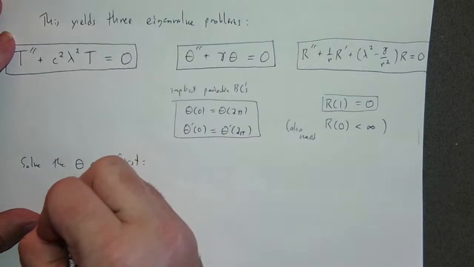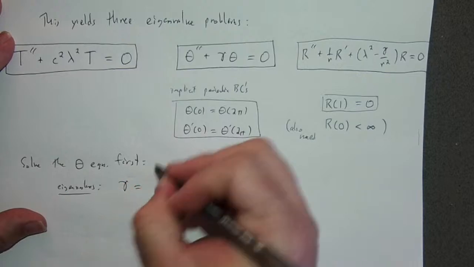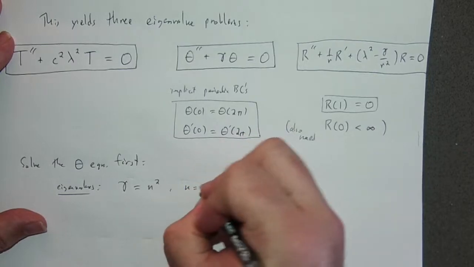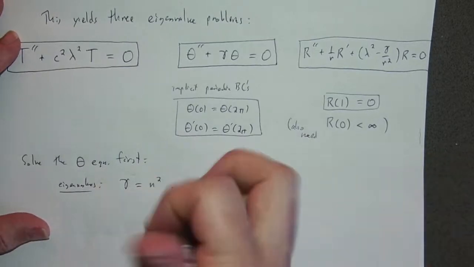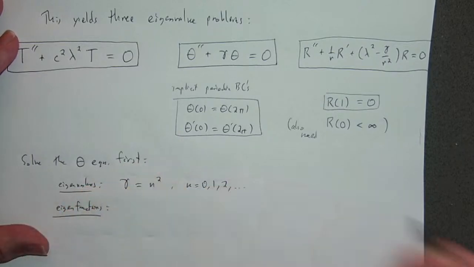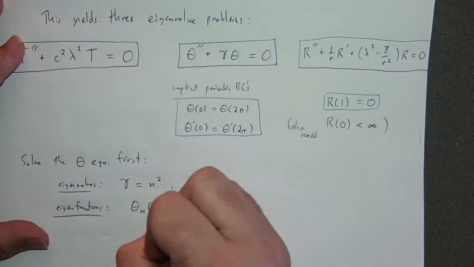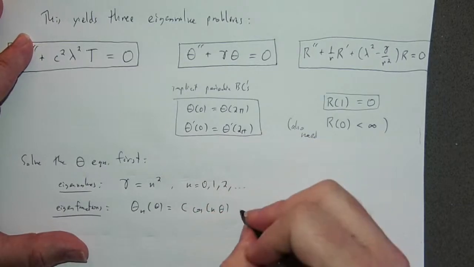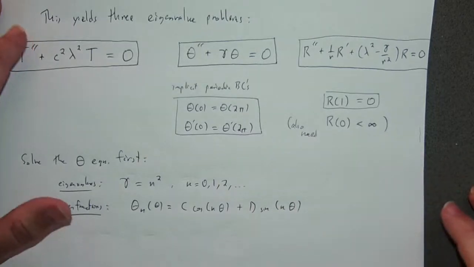I get eigenvalues as before. Gamma is n squared, where n is 0, 1, 2, 3, and so on. All right, so 0 is an eigenvalue here. And eigenfunctions corresponding to these, which are Theta sub n of theta, which is given by constants c times cosine of n theta plus d sine of n theta.